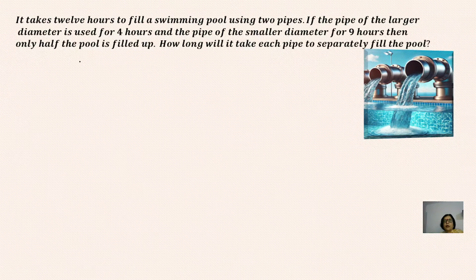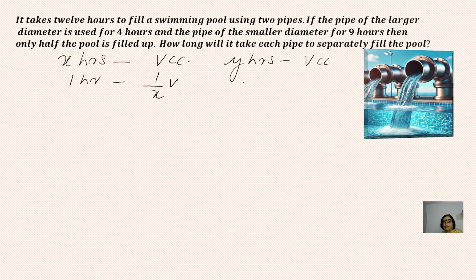So supposing we start by taking the time taken by the larger diameter pipe to be X hours to completely fill the pool on its own. And supposing we take the time taken by the smaller diameter pipe to completely fill the pool as Y hours. This is X hours and this is Y hours. So obviously in 1 hour, this pipe will fill only 1 by X of the total volume, and the second pipe in 1 hour will fill 1 by Y of the total volume, that is V. V is the total volume.